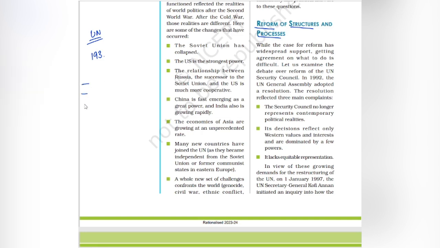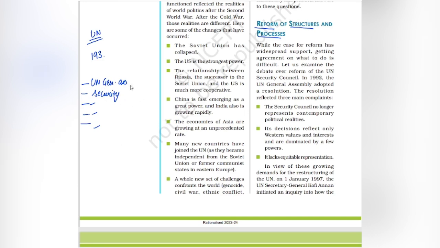We have already talked about five major bodies that constitute the United Nations, in which we have already talked about the United Nations General Assembly. Then we had discussed the United Nations Security Council, and other than that we have three other bodies as well. So you can go to the previous lectures if you have not covered it yet.